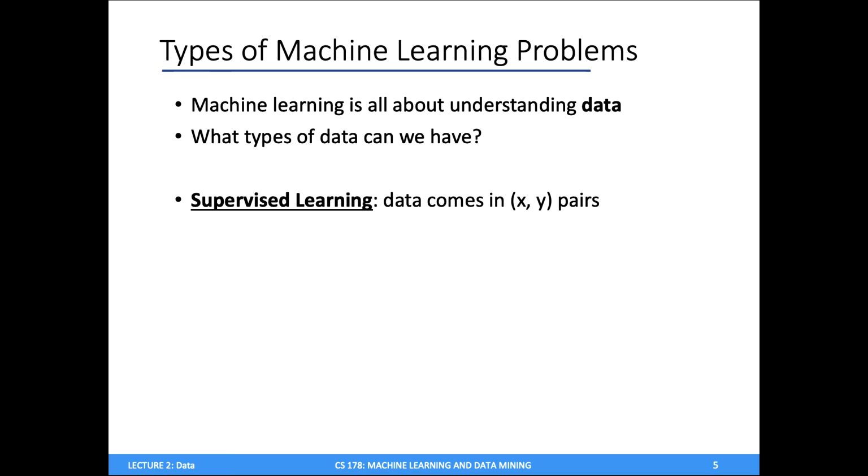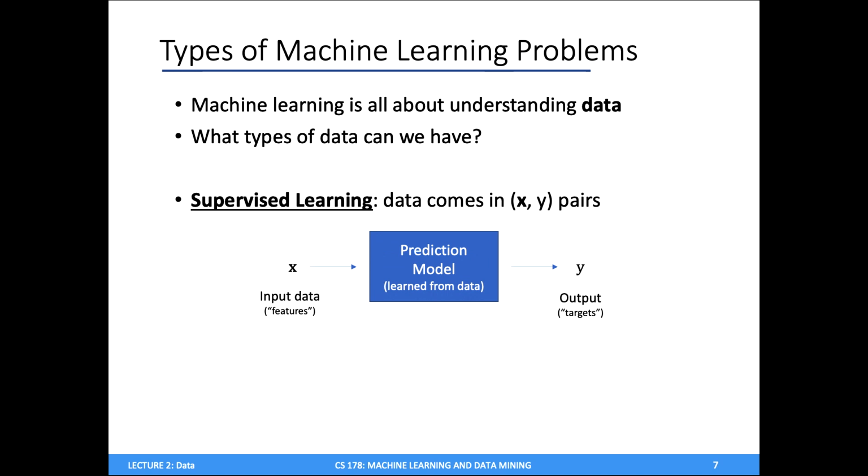By far, the most common type of machine learning problem is called a supervised learning problem. In a supervised learning problem, your data comes in pairs, where we have some kind of x variable and an associated y variable. These x variables you can think of as inputs to the machine learning system. And the y variables you can think of as some kind of output that we expect to come from our system.